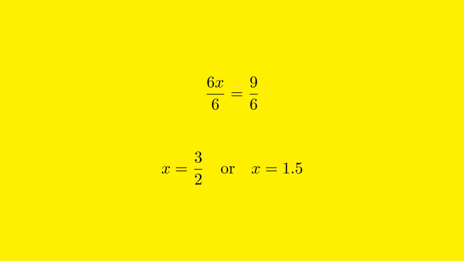6x divided by 6 equals 9 divided by 6. The 6 divided by 6 on the left side cancels out, leaving us with x equals 9 divided by 6, which simplifies to x equals 3 divided by 2, or 1.5. Thus, Step 2 transforms the equation from 6x equals 9 to x equals 3 divided by 2, or 1.5, which is the solution to the problem.